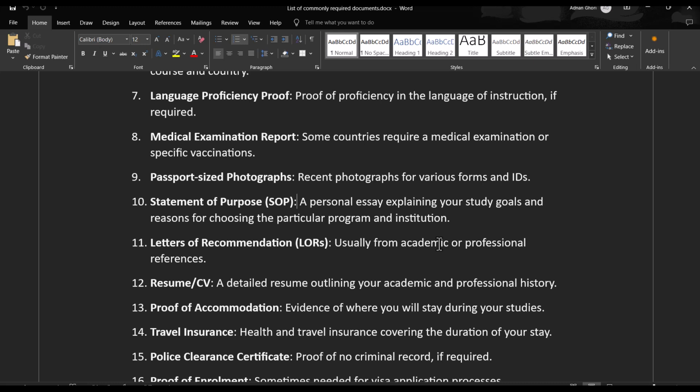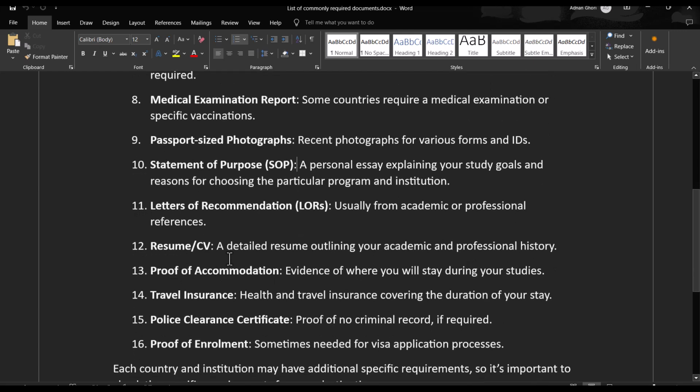What about professional? For example, you have been working in a particular company, you have a boss, a senior manager. These kinds of people can give you a professional reference, or the director of the company can give you a professional reference. So once you leave the company and apply for higher education, you can ask them for a professional reference.